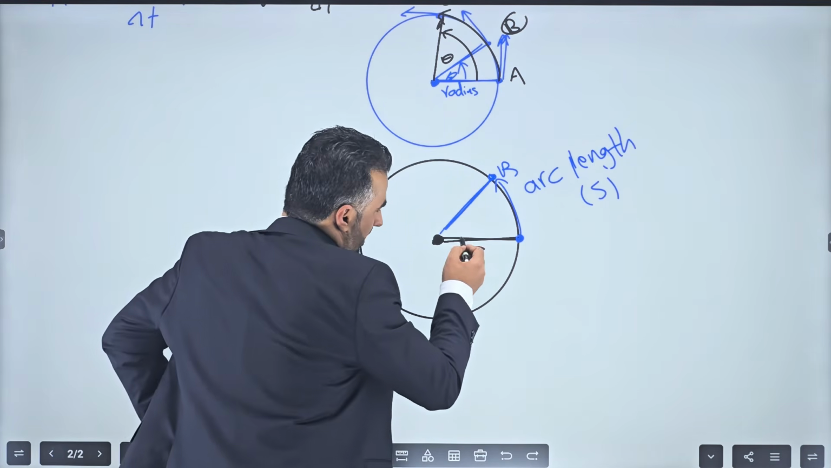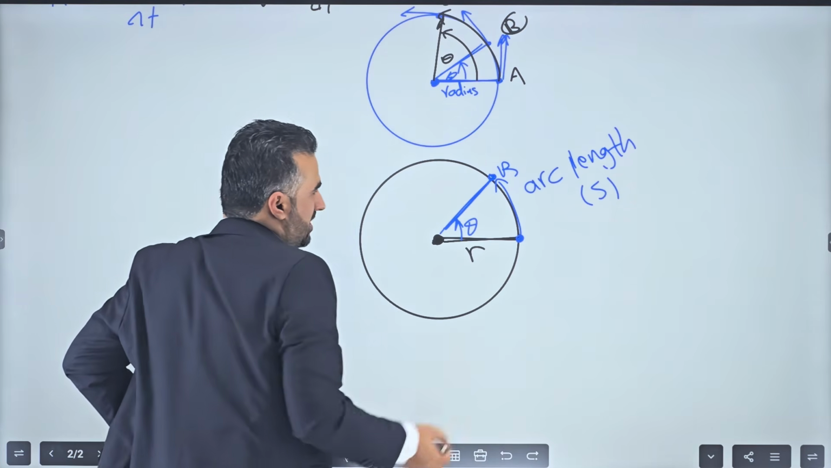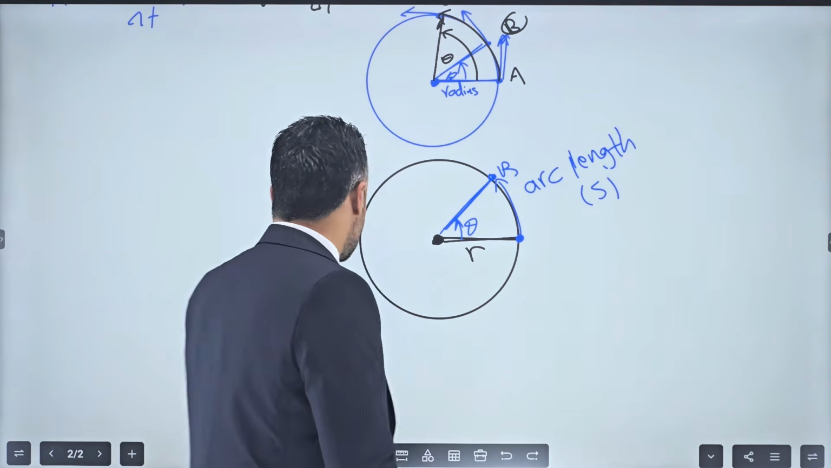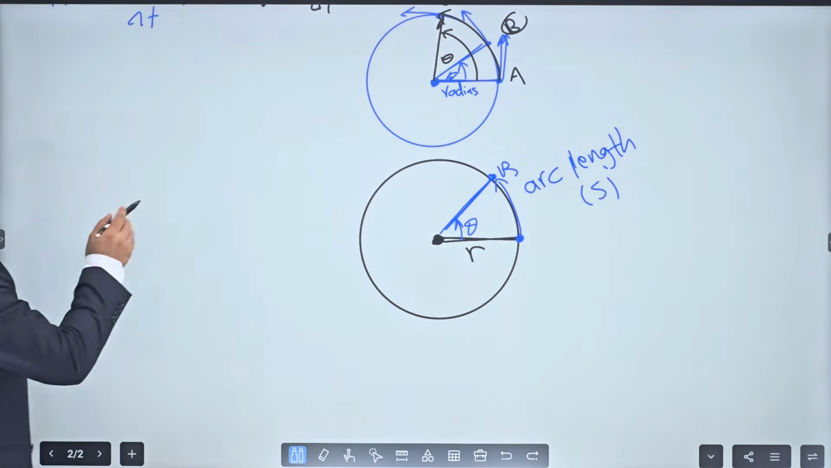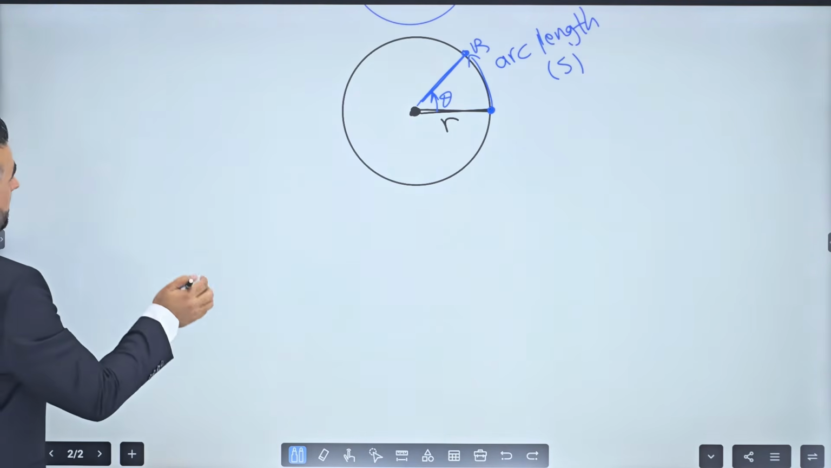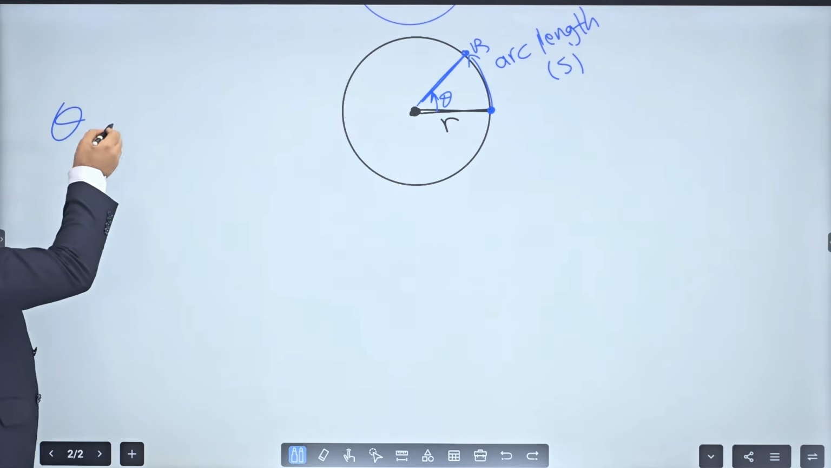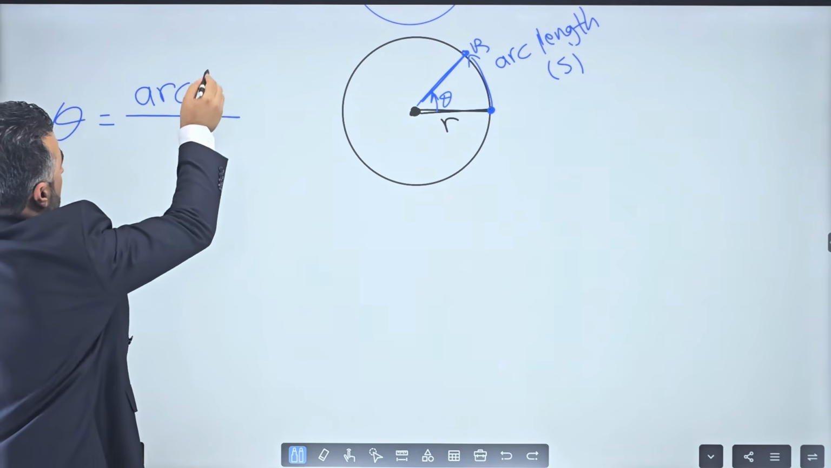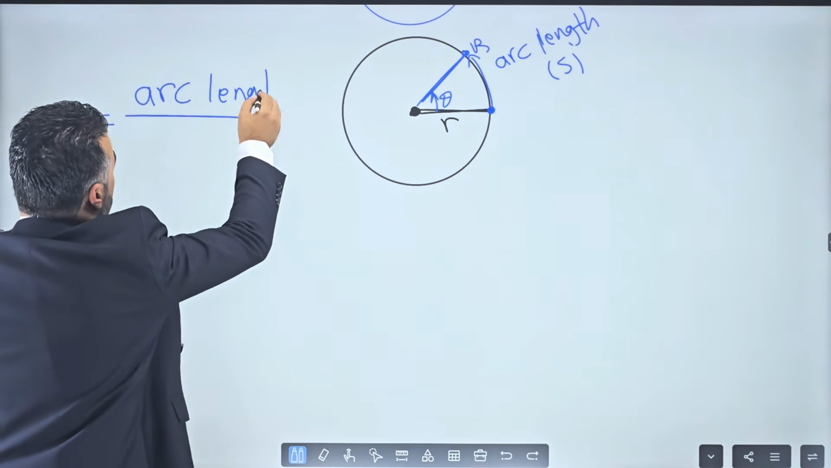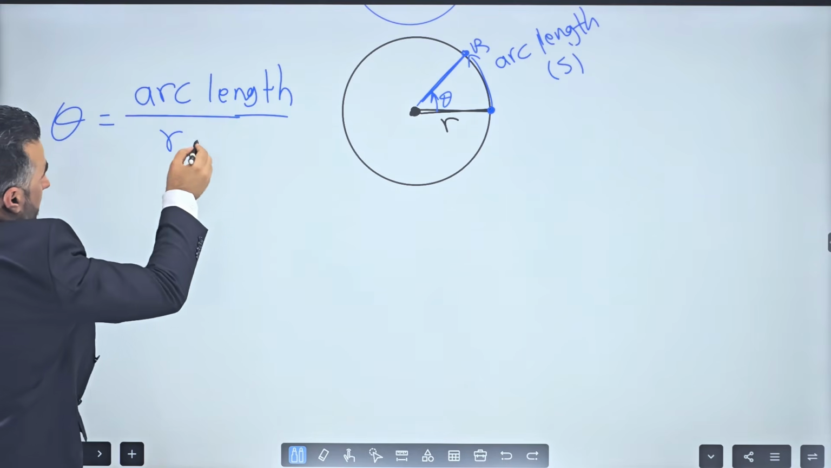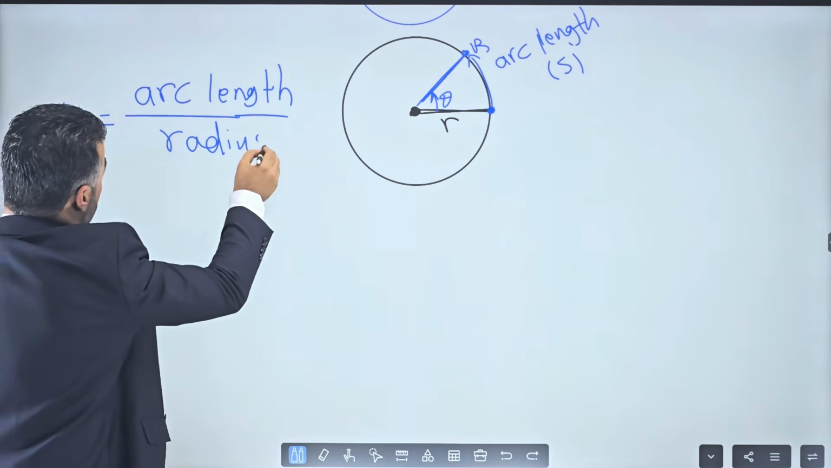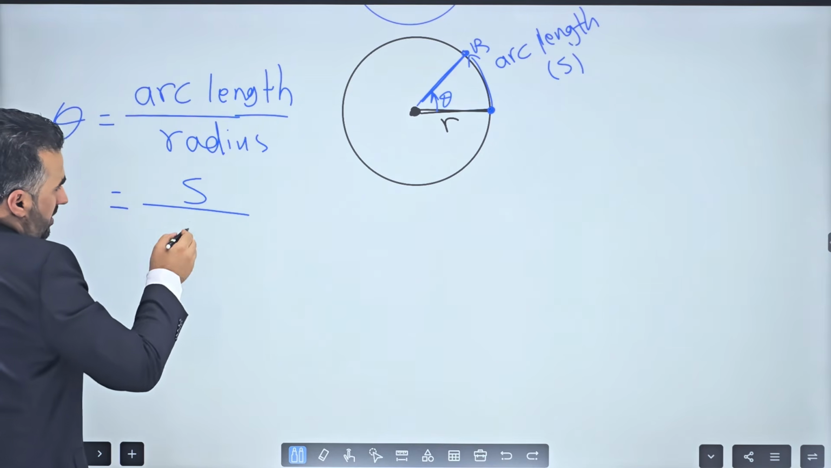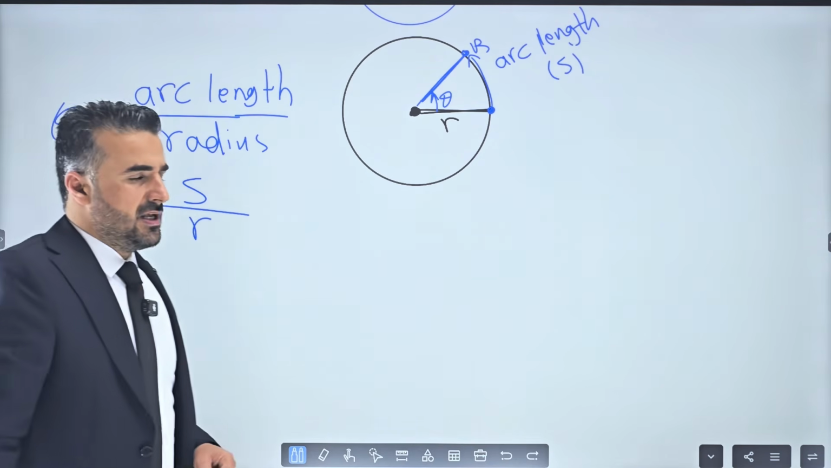So we're trying to find this angle that is covered by the object. How do we find the angle covered by the object here? We'll say theta, that is the angle covered by the object. It is equal to arc length divided by the radius. Now let's just use symbols here. Arc length, we'll use the letter S, and the radius, we'll just use the R for that.